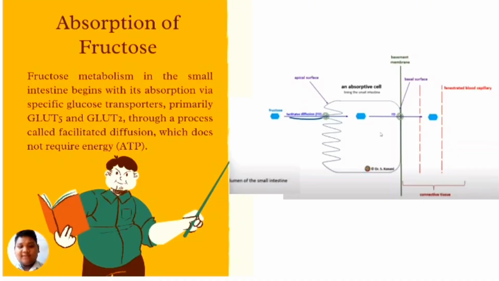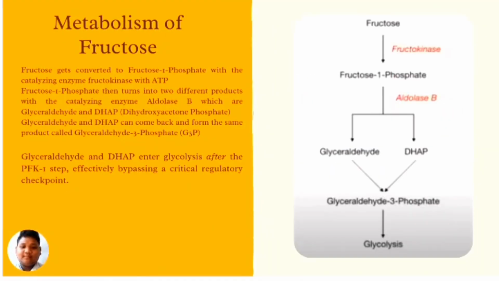Both GLUT5 and GLUT2 mediate facilitated diffusion, meaning fructose moves down its concentration gradient without energy expenditure, unlike glucose, which is absorbed partly by active transport mechanisms. This coordinated process ensures efficient, regulated absorption of dietary fructose in the small intestine, linking intestinal uptake to hepatic metabolism, which we will explain now.